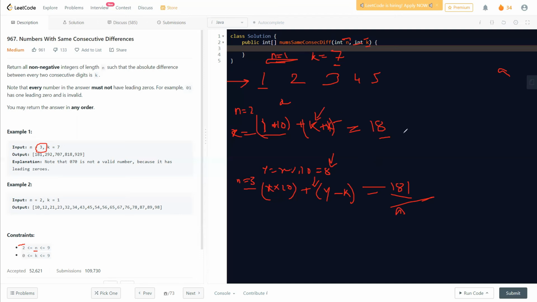The BFS approach will be a bit different. In the BFS approach, we will find all the two-digit numbers possible with k equal to 7. That will be the first step. So 18, then you will go ahead with 29, then 70, then 81, and then 92. That's all the two-digit numbers we find.